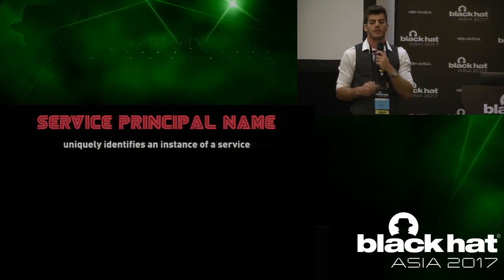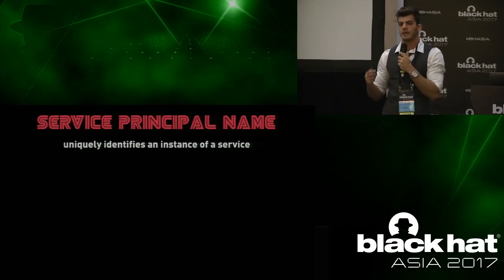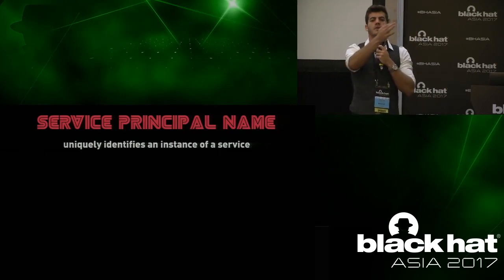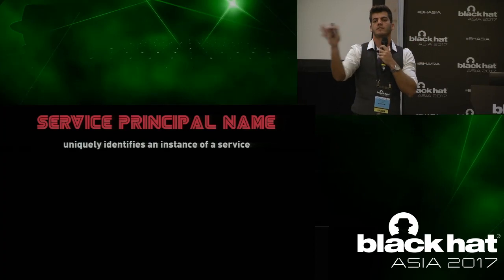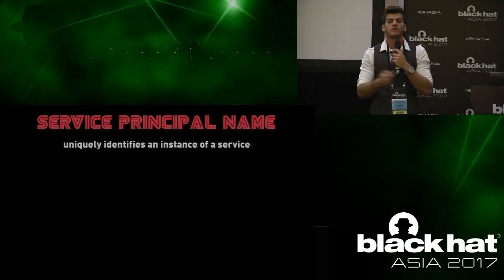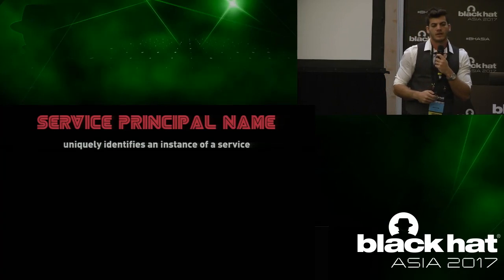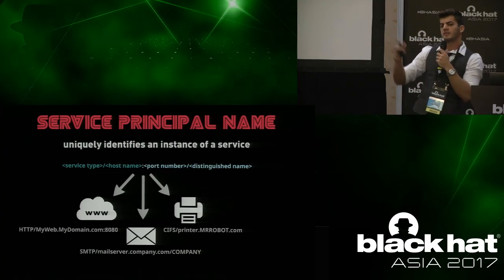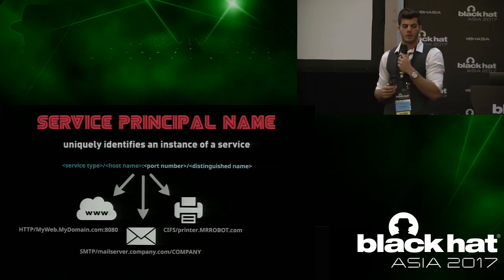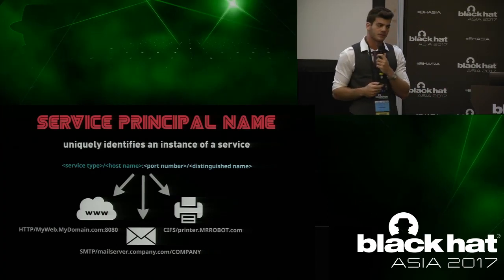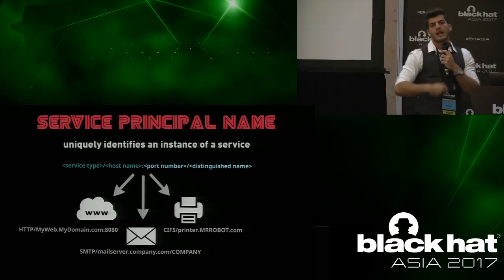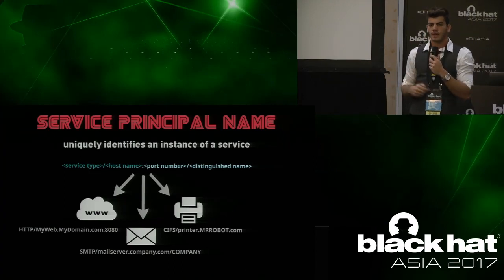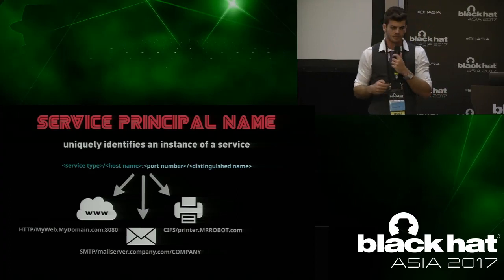Service principal names uniquely identify a service in the domain, and they are used by the Kerberos protocol to map and associate a service to a service logon account. Without them, Kerberos is unable to issue service tickets. Those service principal names basically contain the service type on a specific server, and sometimes they can even provide a port. Some examples are HTTP for web services, SMTP and POP3 for mail services, and CIFS for printing and file sharing. But basically, there are many, many SPNs that you can use.